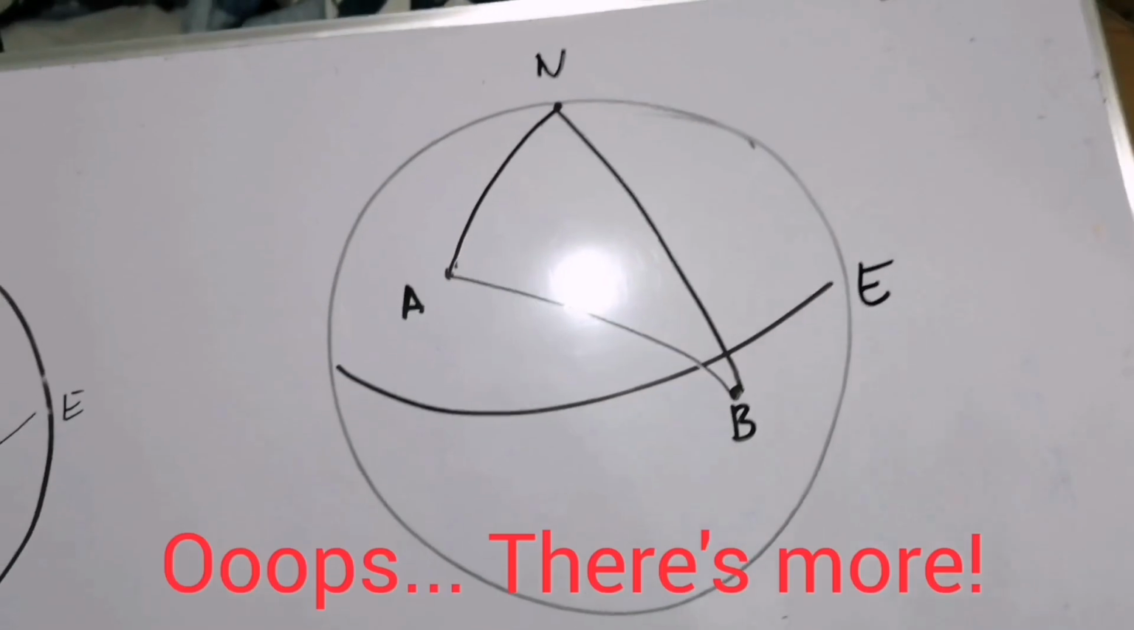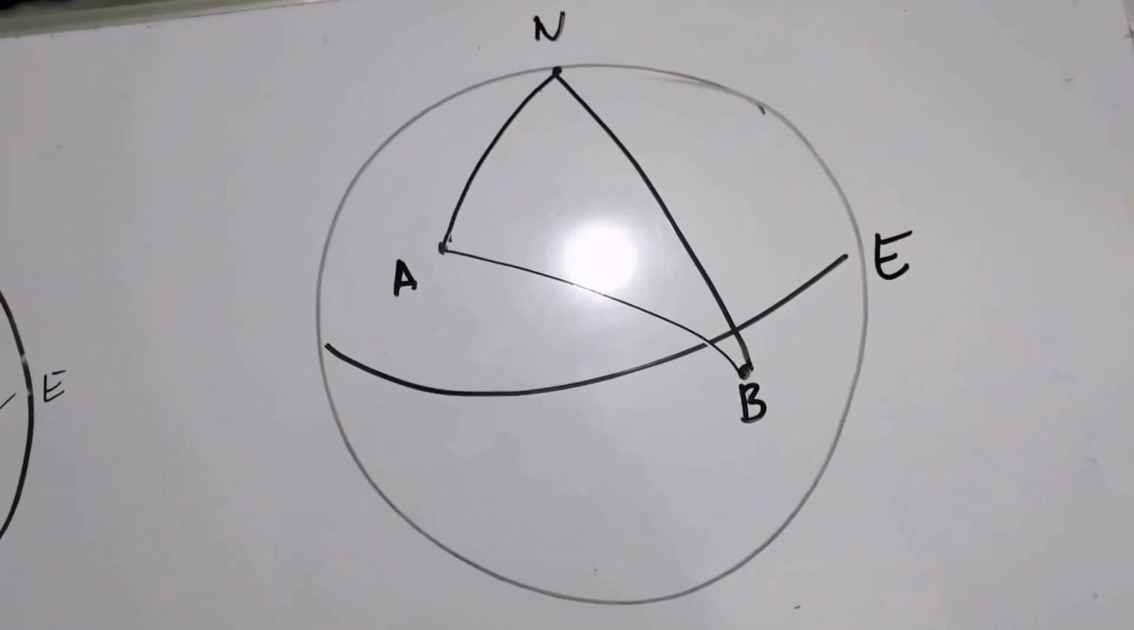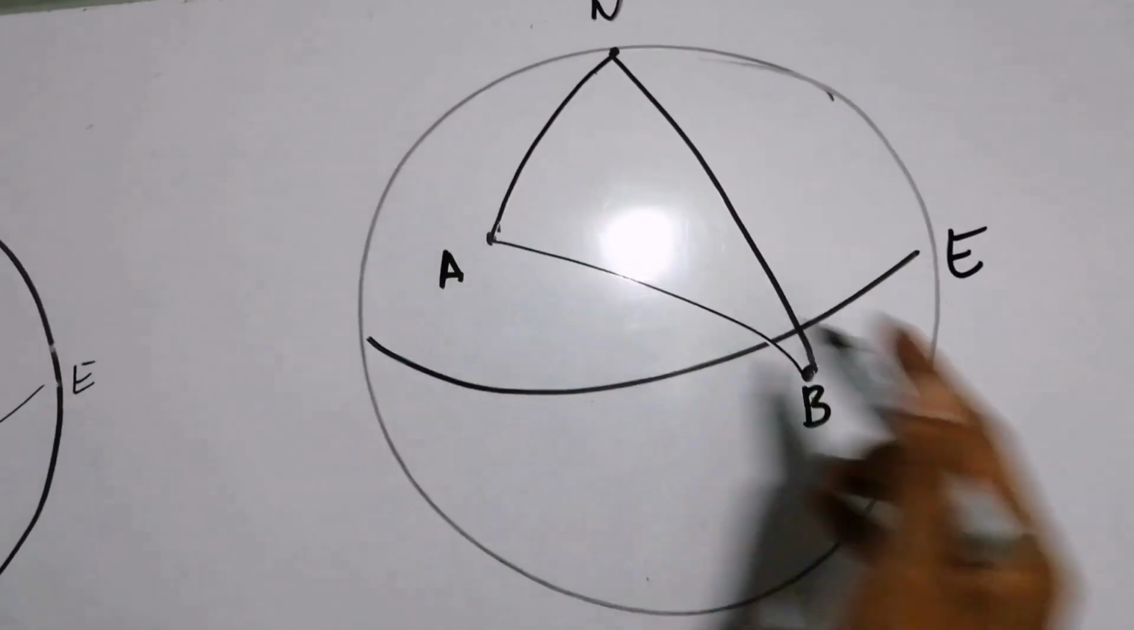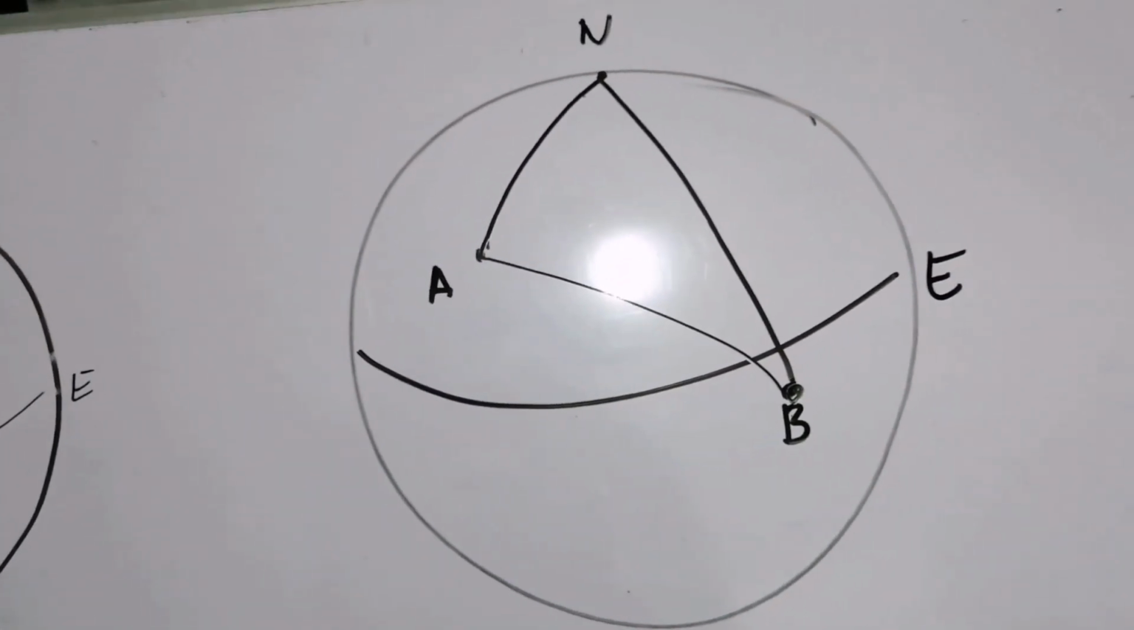Okay, next, what if points A and B are on different hemispheres? Notice I've drawn point A on the upper hemisphere, and then point B is on the lower hemisphere.